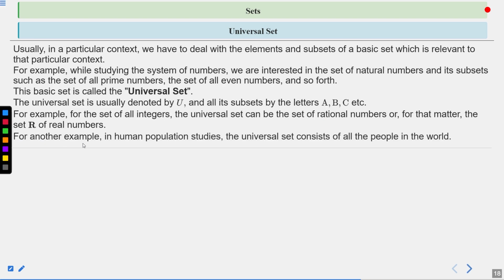For another example, if anybody is doing human population studies, then the universal set is going to be all the people in the world. Simple. Clear? I hope you understand what we mean by the universal set. And here the context is very, very important. Only in which context we are talking about, can we describe our universal set.